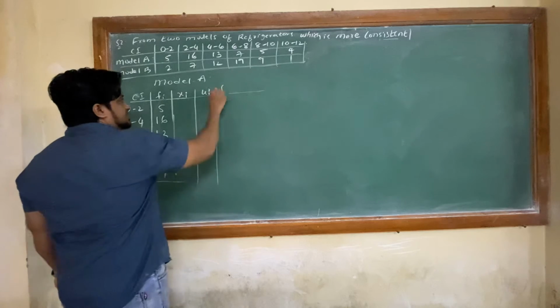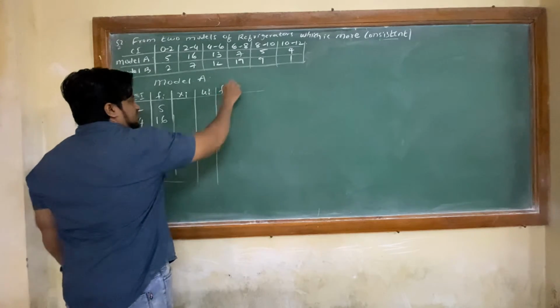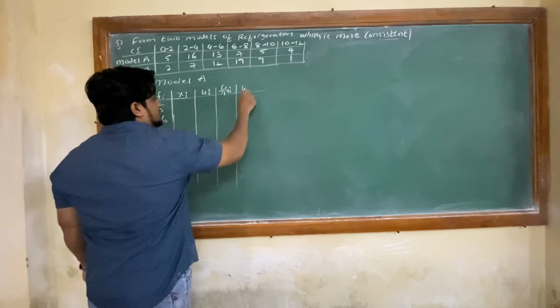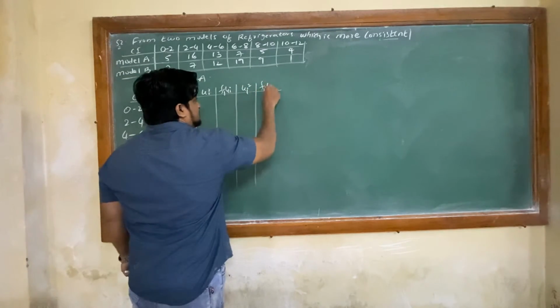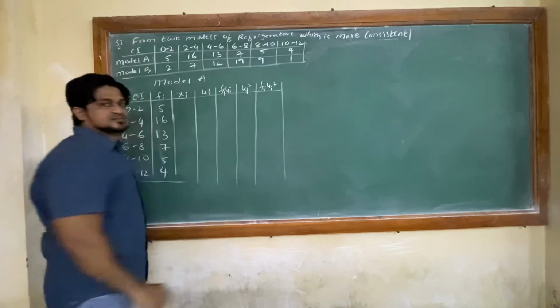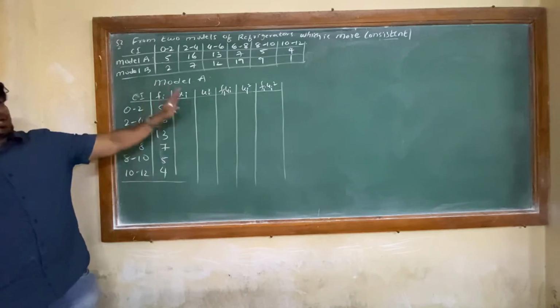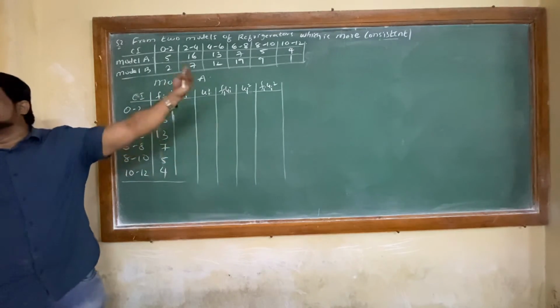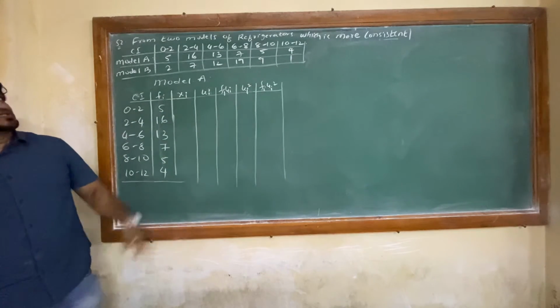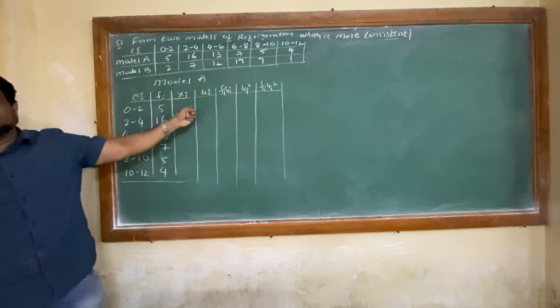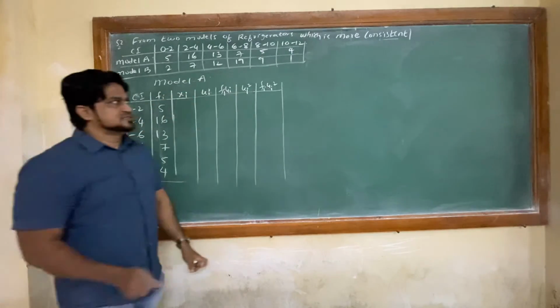Ui, Fi into Ui, Ui square, Fi into Ui square. For model A we have to make this table. Again for model B also you need to make the table. Now why are we doing this? They are not asking for the standard deviation, but why are we using this? Reason?